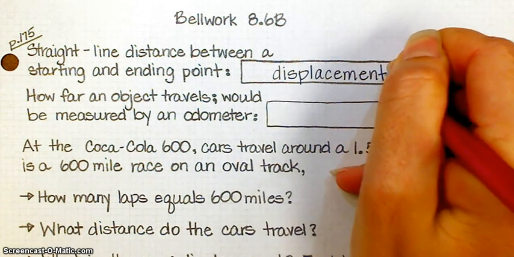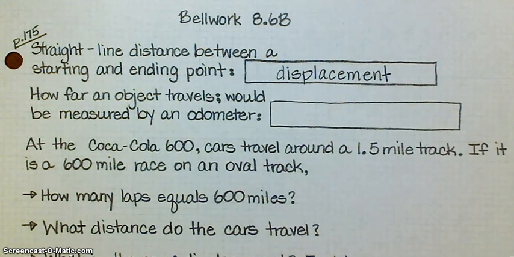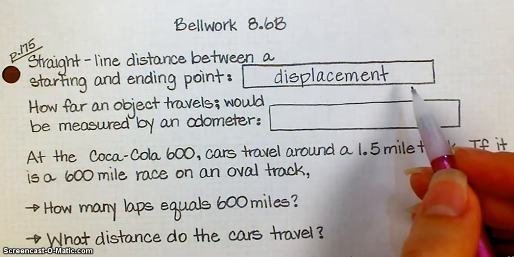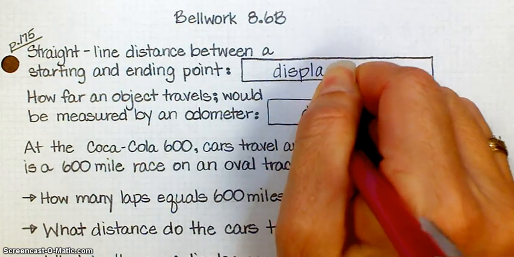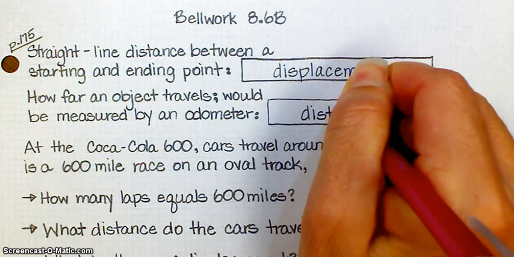Okay. How far an object travels. This would be measured by like an odometer in your car, the thing that keeps track of miles. Miles/kilometers. Well, but what is it called? It's not displacement, but it's just distance. Okay.